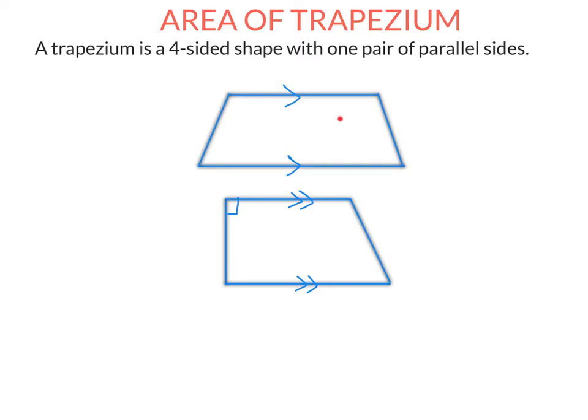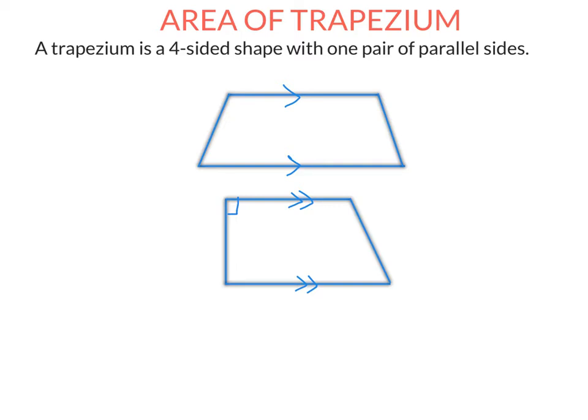So trapeziums look like this or this. So make sure you understand what they look like, because you won't be able to correctly find their area if you can't identify that the shape is a trapezium. So let's go through the formula for the area of a trapezium.